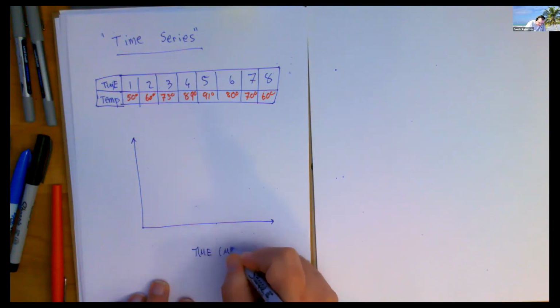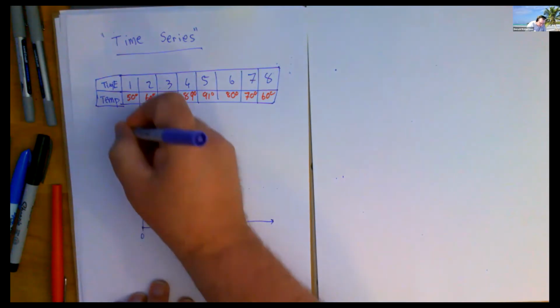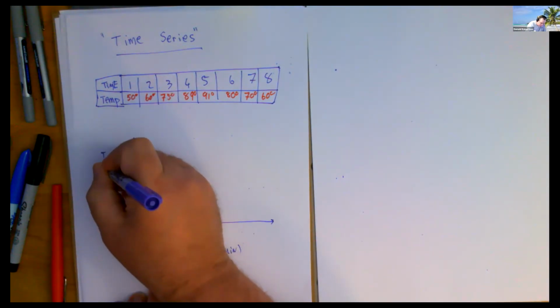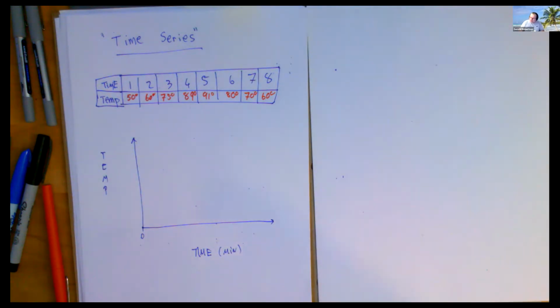And in this case, minutes. And vertically, we have temperature. Do you see in this case, neither of those two numbers is a frequency, right? At time 2 minutes, the temperature was 60. There are no frequencies involved in this kind of data.